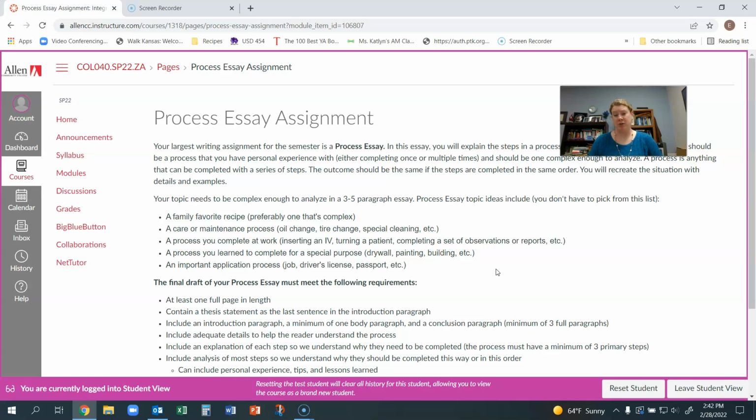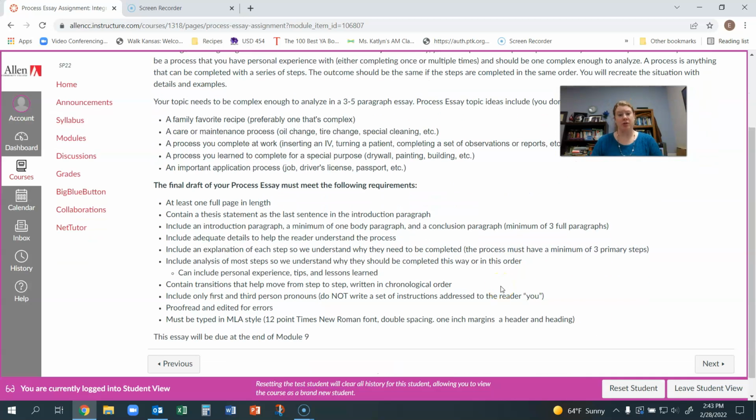So mashed potatoes, probably not a complex enough recipe to write a whole essay on. However, if you have some kind of special dish that your family makes that takes a little while, I know I make beer rocks that take a little while, so that could be a recipe that might take several steps and be a good process to analyze. I do have a lot of students who do oil changes or tire changes as their topic because it's a lot cheaper to do it yourself, and so that sets up a good reason why we should do this. But you could also do something that you do at work, a process that you complete for a specific purpose, that kind of thing. So there's a lot of stuff.